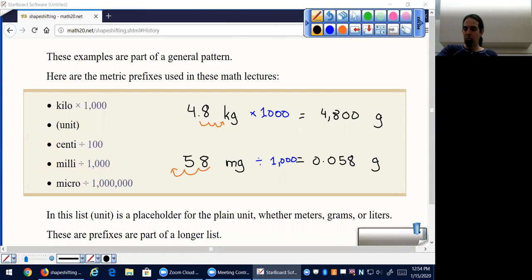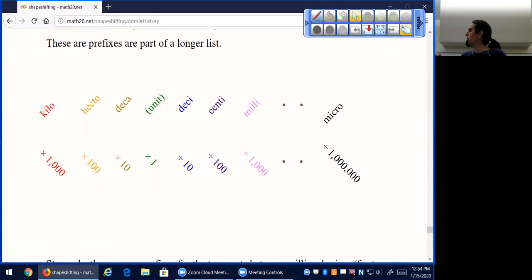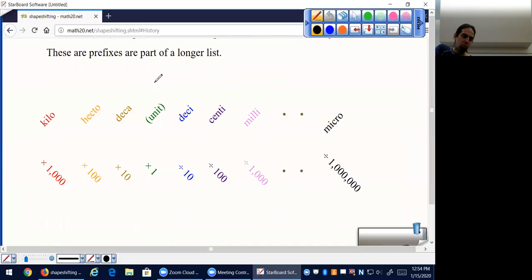So here is the complete list. Whatever I'm measuring would go where the unit is. So this could be a meter or a gram or a liter. Those are the ones we'll be using. And then if we had 10 of those, it would be a deca something. 100 would be a hecto something, and 1,000 we just saw was the kilo something. Okay. In this country, you'll never hear decameters or hectograms, so we're going to ignore those.